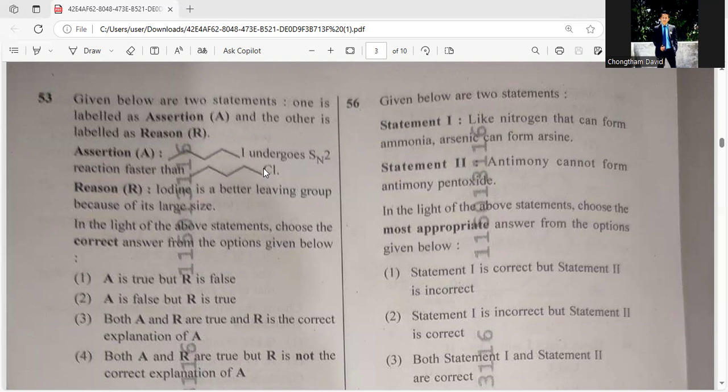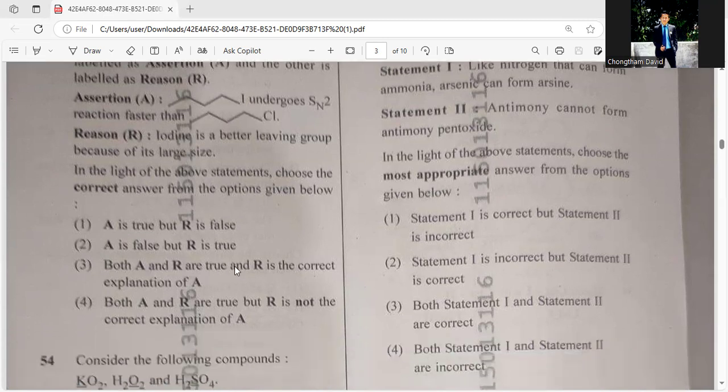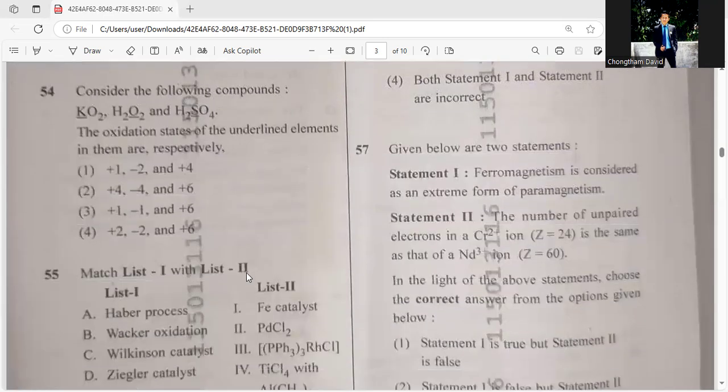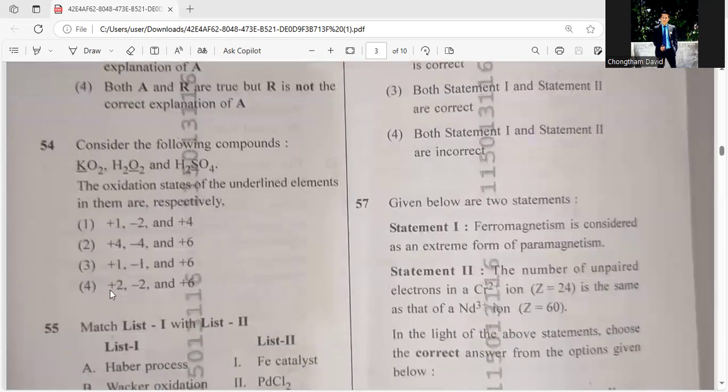The iodoalkane undergoes SN2 faster than the chloroalkane because the iodine is larger in size. So the assertion will be true, and iodine is a better leaving group than chlorine because of its large size. Both are true, the assertion is true and the reasoning is also true. Definitely option 3 will be the answer because A and R are true and R is the correct explanation of the assertion. So 3. Let us see question 54.